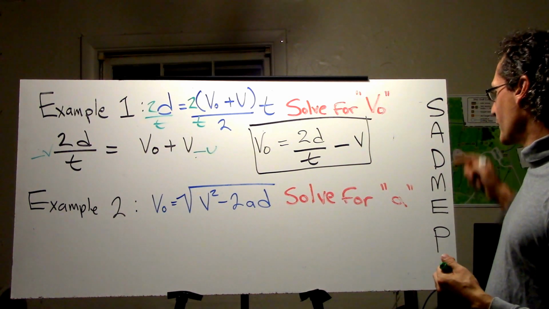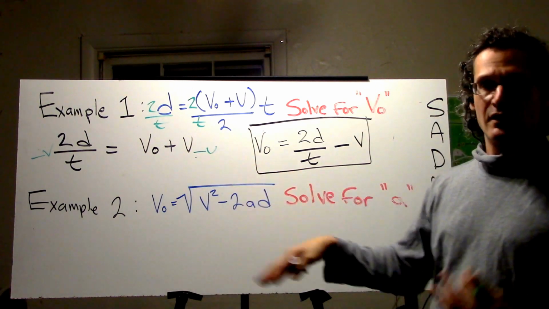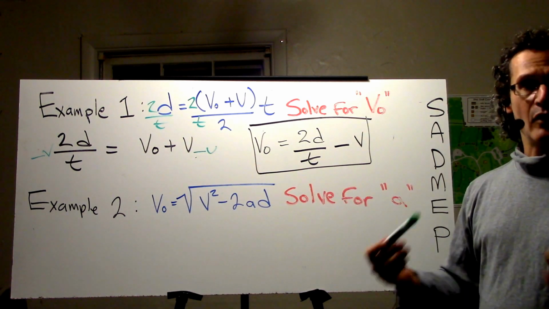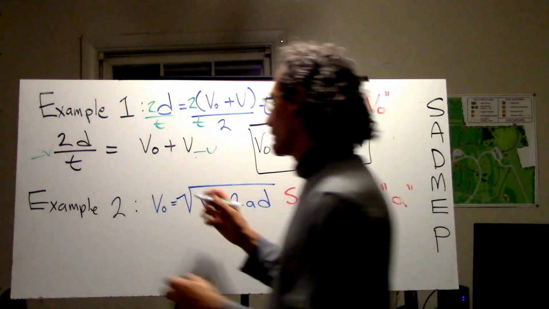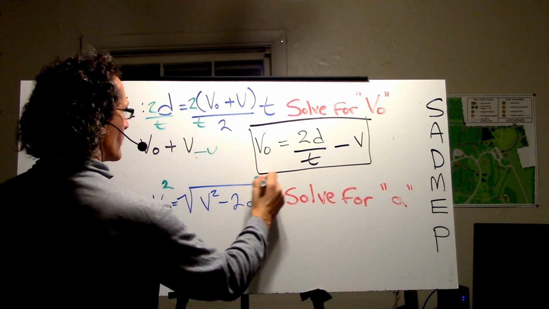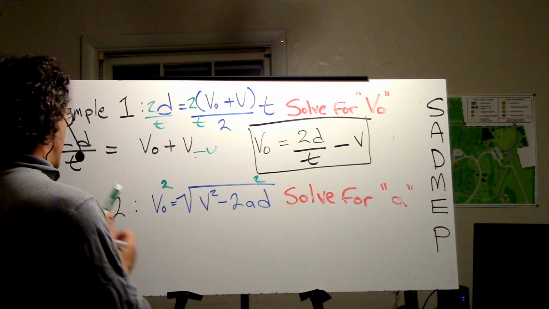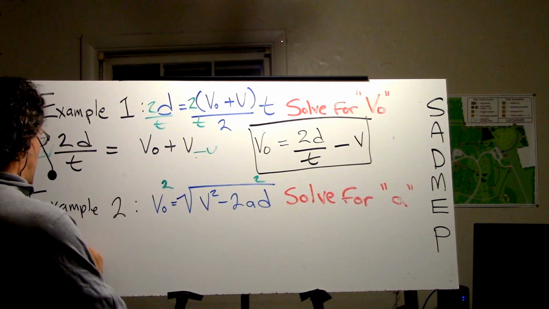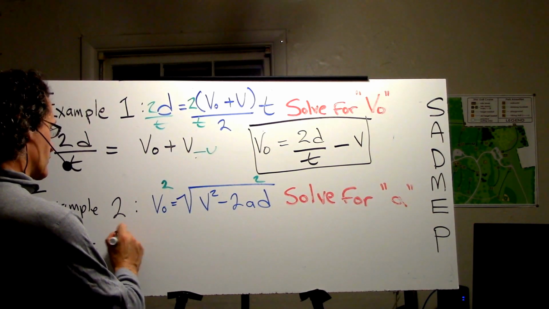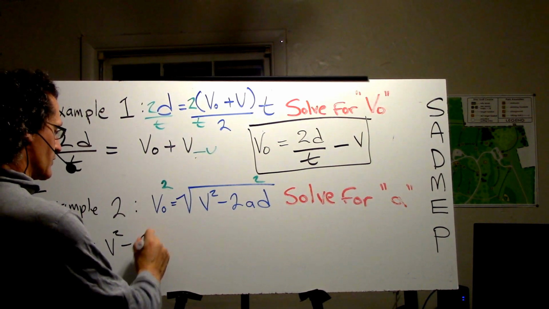So we would love to go through this operation, but we notice that it's sort of tied up here in that radical. So here's what we do. We're going to square both sides to undo that radical. All right, square v naught, and we're going to square the square root, undoing it. And so what we'll have over here is v naught squared equals v squared minus 2ad.